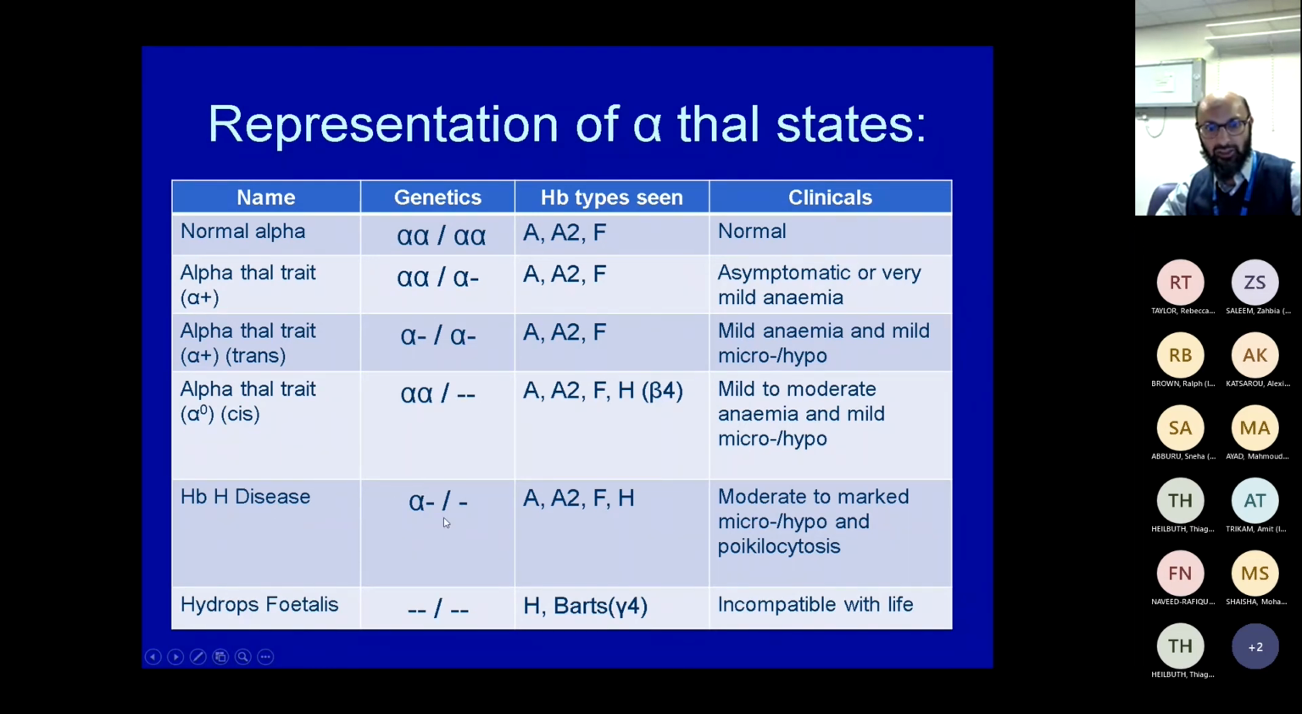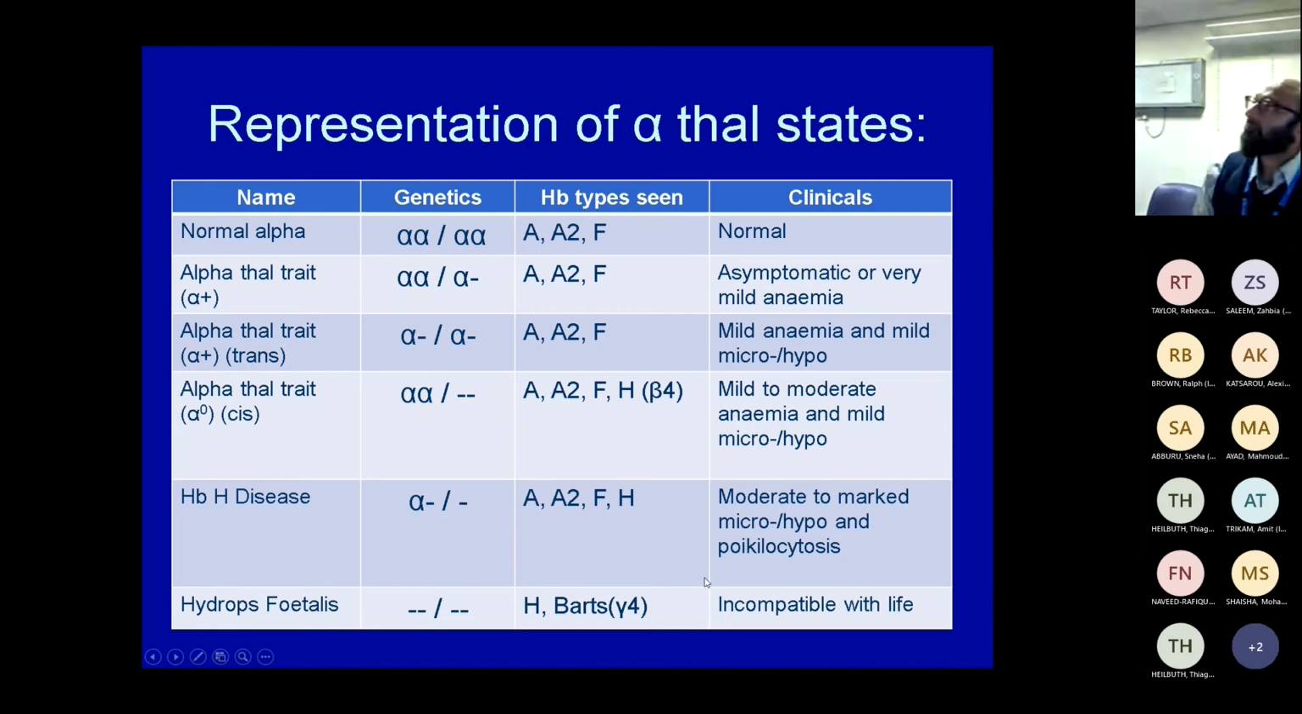And then HbH disease is where there are 3 alpha globin gene deletions, so a single alpha gene on one chromosome and none on the other. And this has a variable phenotype between transfusion dependent and non-transfusion dependent thalassemia. And then, as we mentioned already, the Bart's hydrops, where there are no alpha globin genes at all, is incompatible with life. Can I just ask a question?